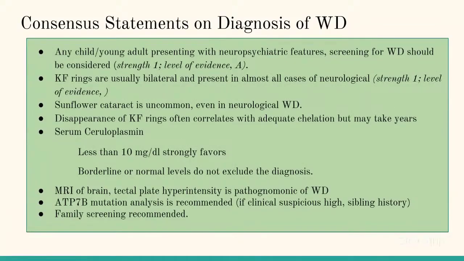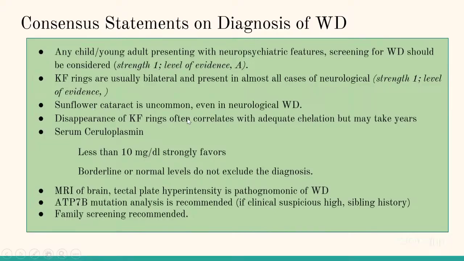So what is the consensus statement? And this is what we follow also. Any child or young adult presenting with neuropsychiatric features, screening for Wilson disease should be considered. The level of evidence is strength 1. KF rings are usually bilateral and present in almost all cases of neurological Wilson. Sunflower cataract is uncommon even in neurological Wilson disease, so don't keep looking for sunflower cataract. It is only written in books. Very rarely we found this finding.